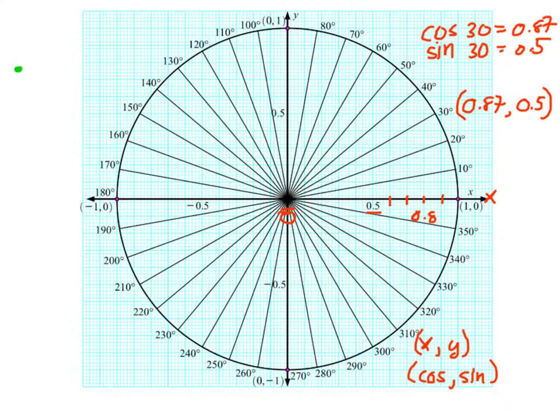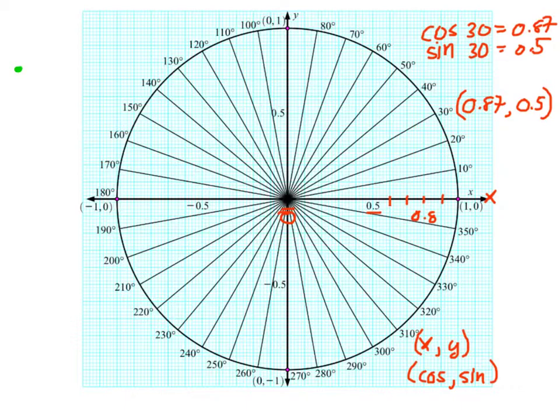So you may be asking, why even bother showing you this? Why can't we just use our calculator to find cosine 30 and sine 30? Well, this is where cosine and sine come from. So it's always good to know what your calculator is doing behind the scenes. And in the case of cosine and sine, this is what it's doing. In other words, your calculator is finding the x and y coordinates of the point on the unit circle for the angle that you type in.